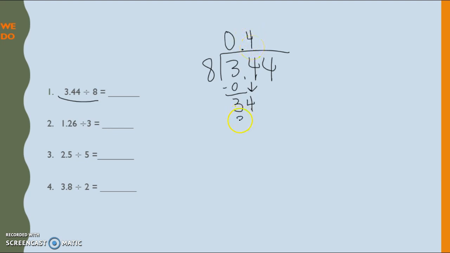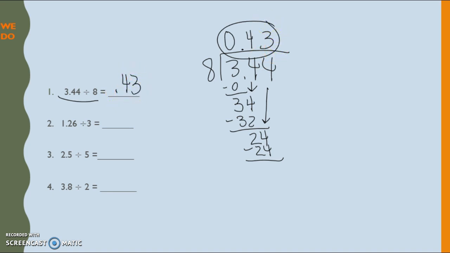4 times 8 is 32. And 32 from 34 is 2. We'll bring down our 4. And 8 goes into 24 3 times. So we see that our answer is 43 hundredths.